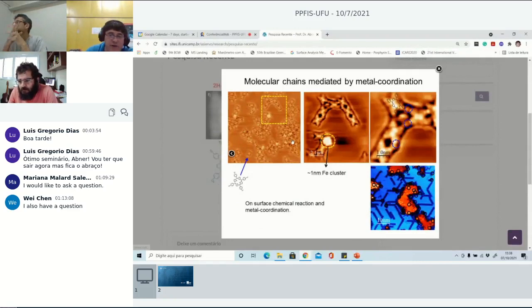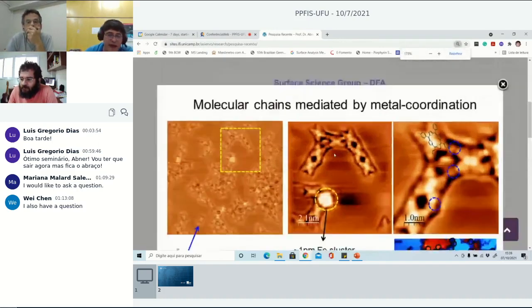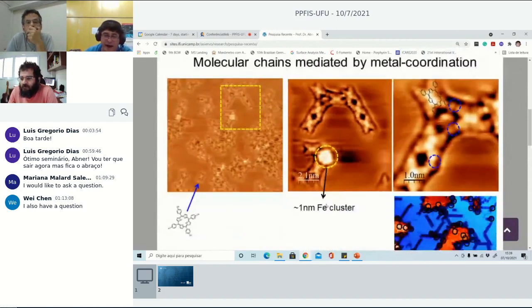These are the irons that we evaporate on the surface. Then we can know that we construct these structures. The irons go in these places. We can identify if they are iron or if they are copper because of the contrast, the density of states. And here we are pretty sure we have a cluster of iron atoms. You see? And then we can really see atomic resolution in this system.